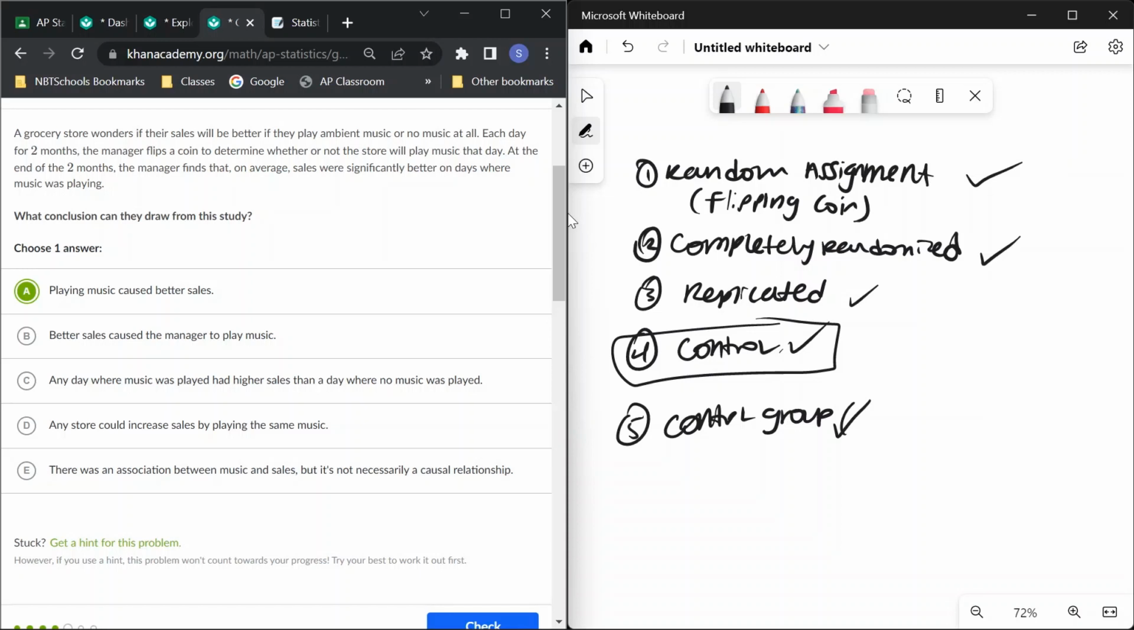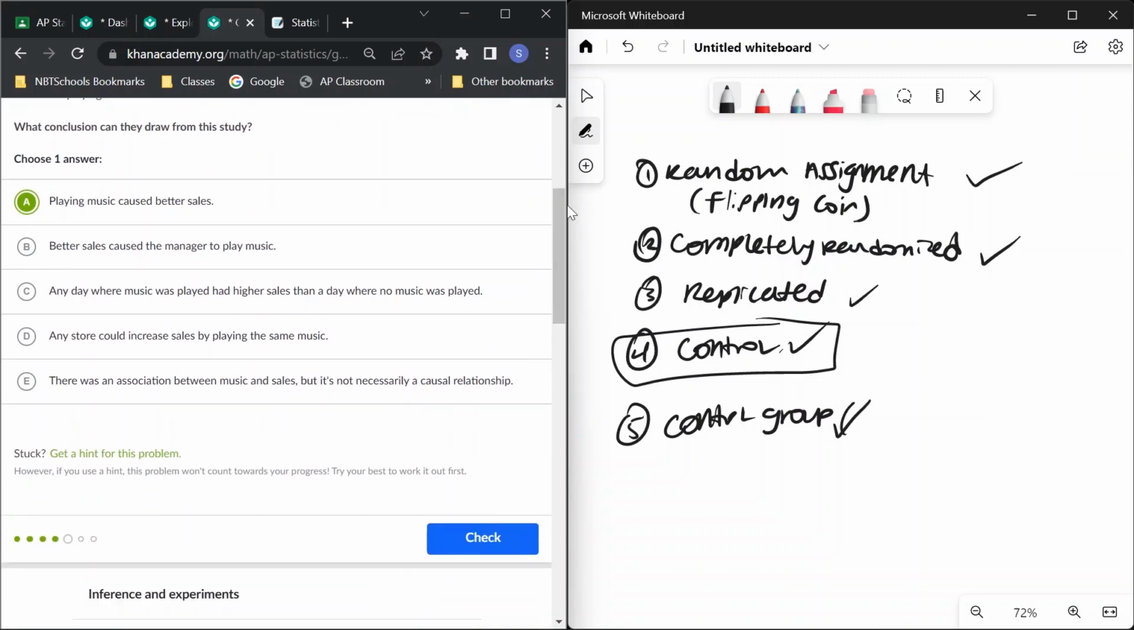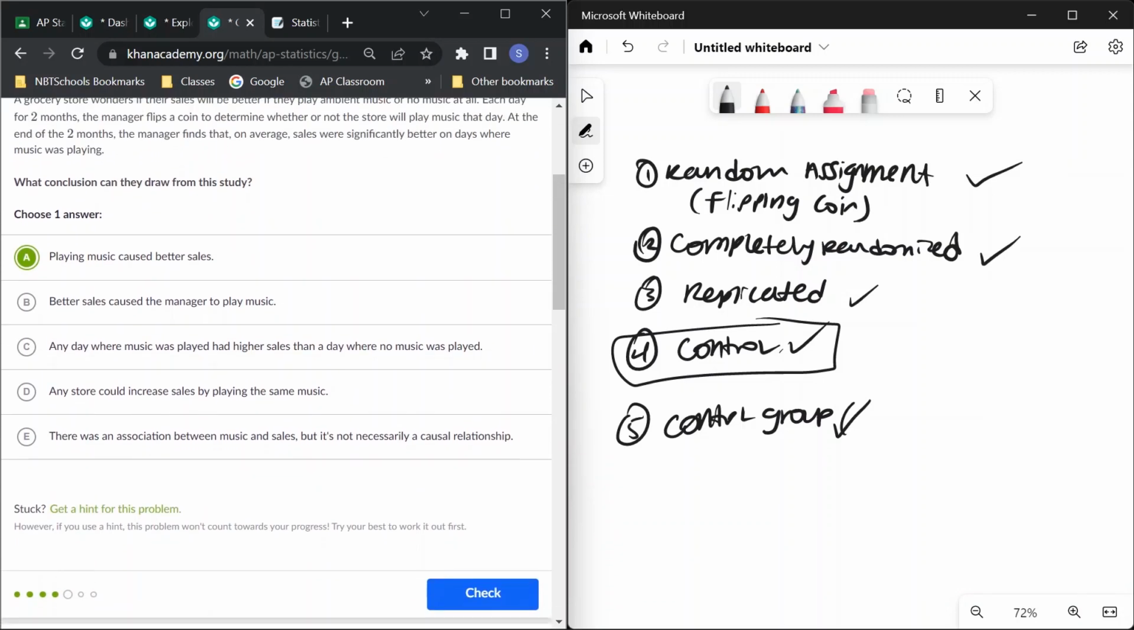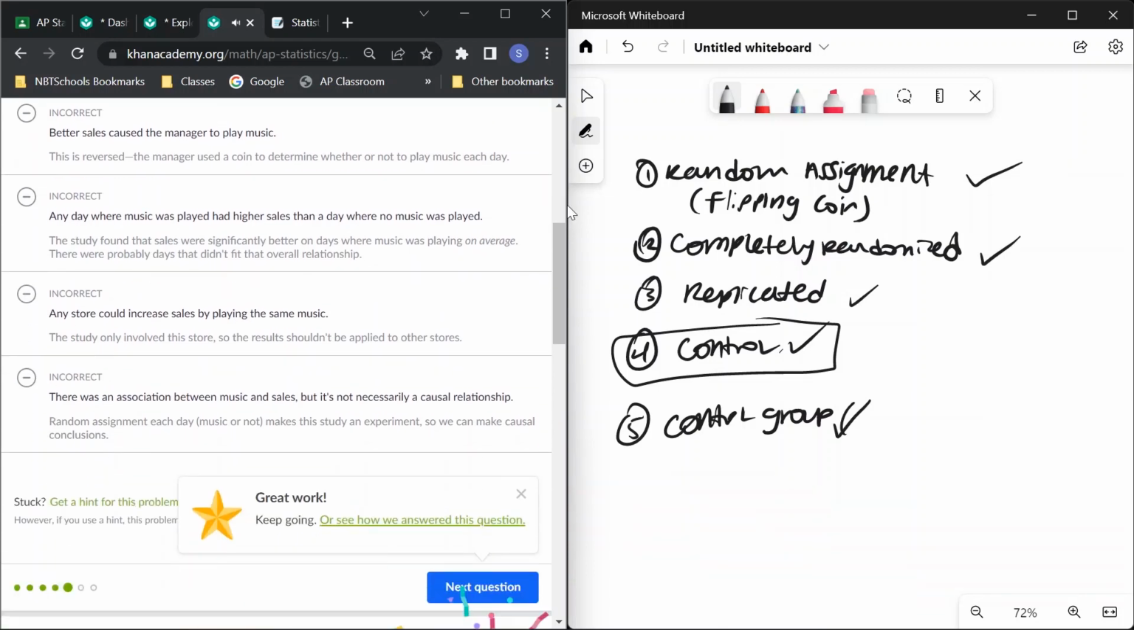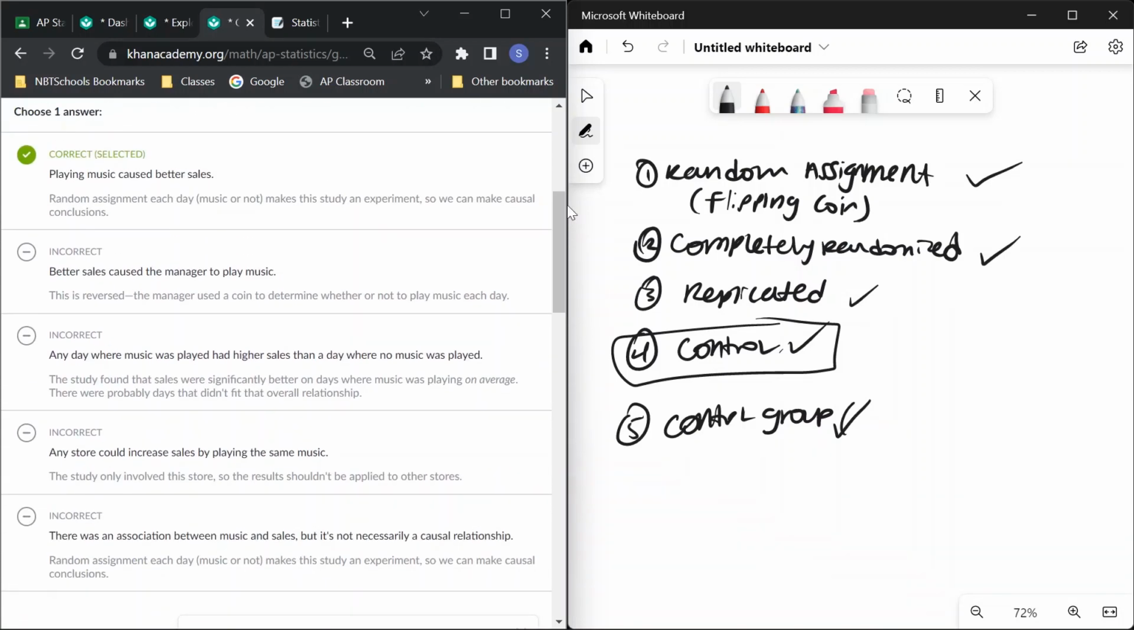Interesting, but it says that sales were significantly better. When I hear that word significantly, that's a whole unit, man. That's like hypothesis testing. So I think we can say cause because it's significantly better, so it's not due to random chance. Should we say A? Oh, okay, see, we're good. Random assignment each day, music or not, makes the study an experiment so we can make causal conclusions.